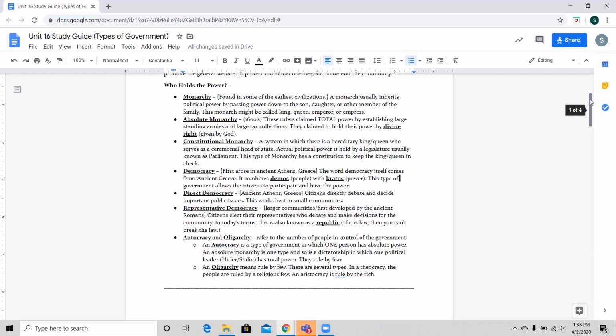Next, we have oligarchy, which means ruled by the few. And again, the example that Ms. Hall gave would be Iran, and usually these governments have a religious sector to them. Did I miss anything there, or did I get everything pretty well?